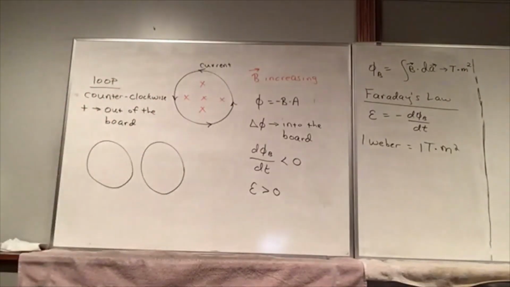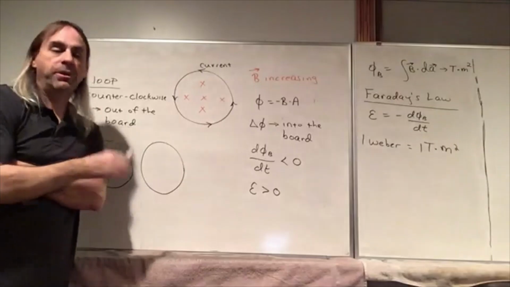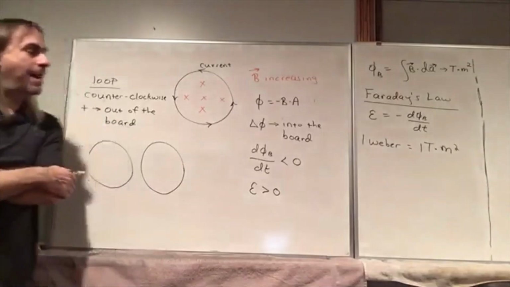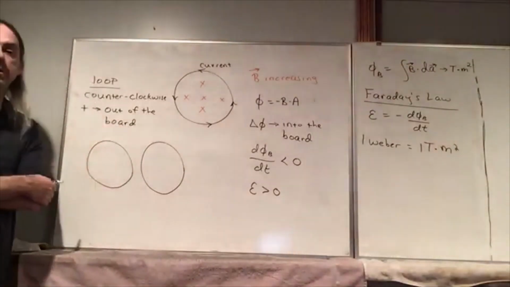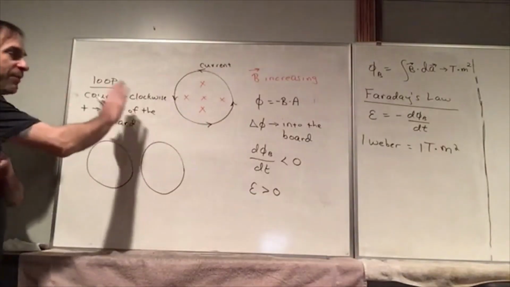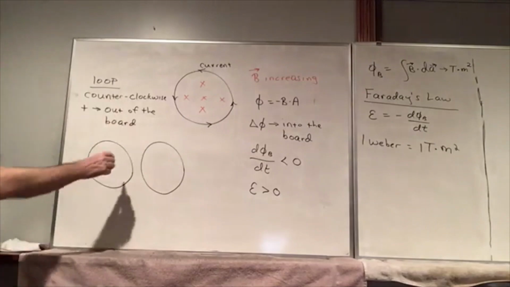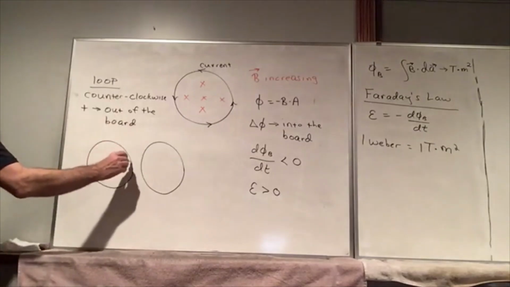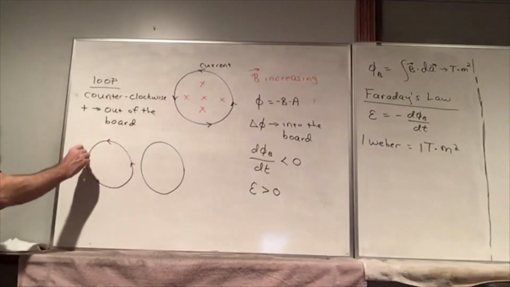Okay, so they're called induced currents. They're created by a changing magnetic flux. So the changing magnetic flux induces a current. But let's forget about that for a moment. Let's just say we have a current in the wire. I'm going to draw two.